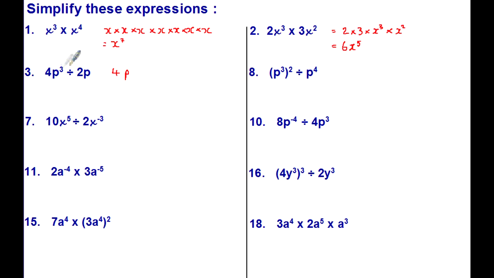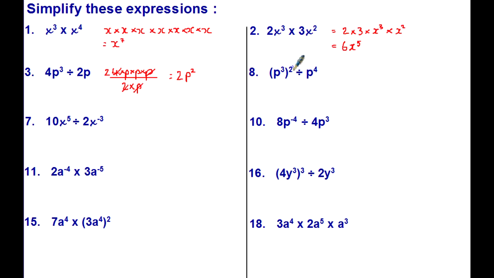Next one, 4p cubed is 4 times p times p times p, and divide by 2 and divide by p. So p on the bottom cancels with the p on the top, and 2 on the bottom cancels with 4 on the top to leave 2. And what we've got left is 2 times p divided by 1 times 1, and that's 2p squared.